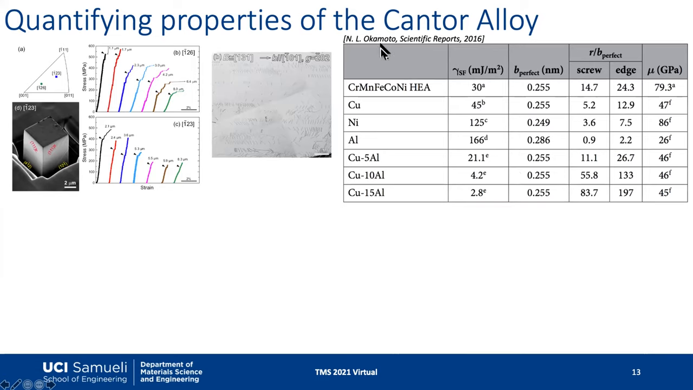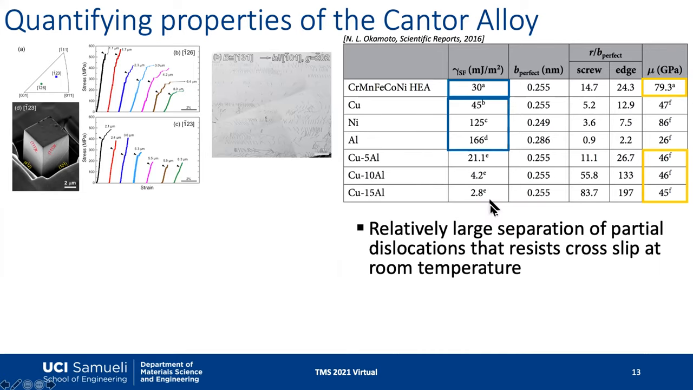This was further explored by Okamoto and his colleagues through single crystal microcompression of the Cantor alloy. They found that the stacking fault energy is low compared to pure FCC metals such as aluminum, nickel, etc., but not compared to certain binaries of copper and aluminum. More importantly, the shear modulus of the Cantor alloy is fairly high. You see here 79.3, and all this leads to a larger separation of partial dislocations for room temperature behavior.